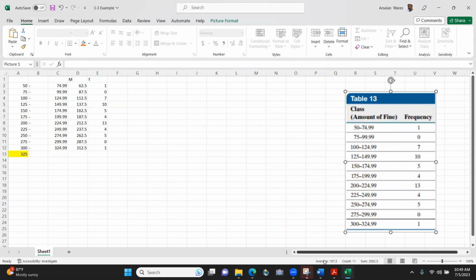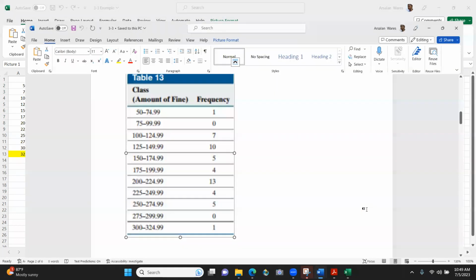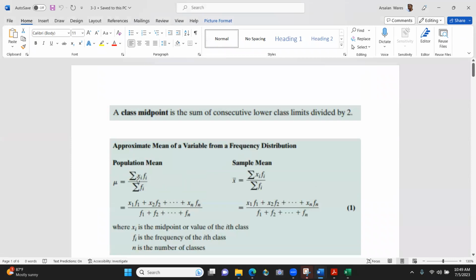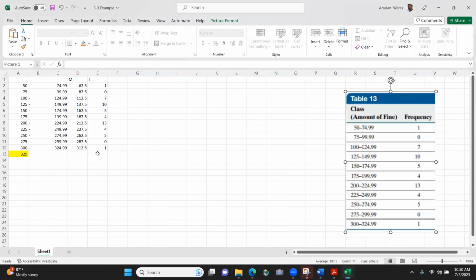So how do we find the mean? We find the mean as follows. To find the mean, whether it's population or sample, doesn't matter, you take all the midpoints multiplied by the frequency, add them up, and then divide it by the sum of the frequencies. So let's find the sum of the frequencies first.